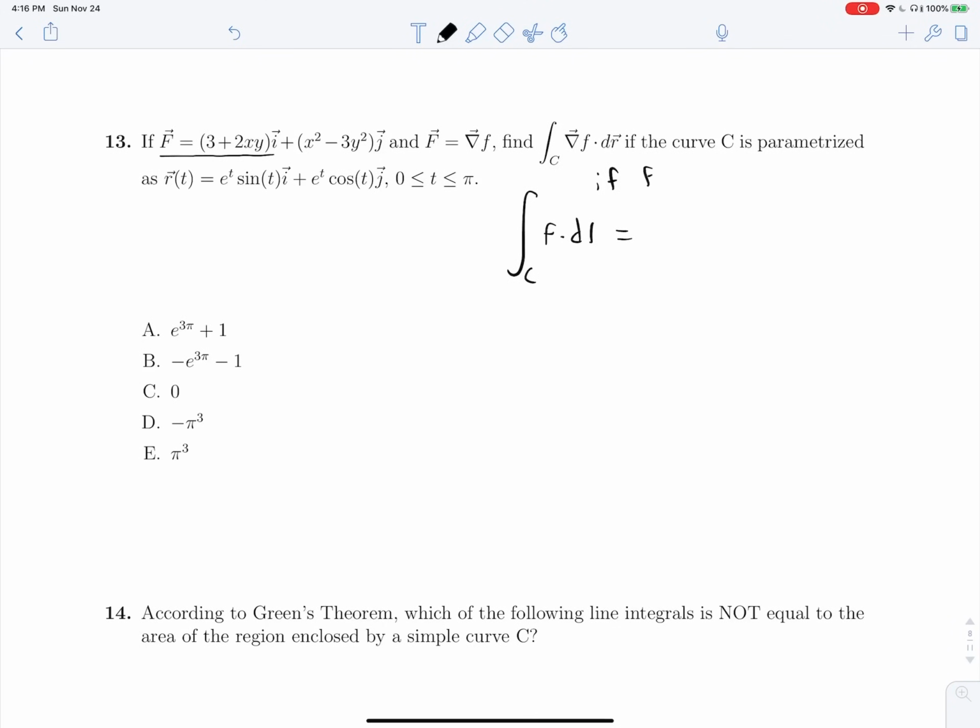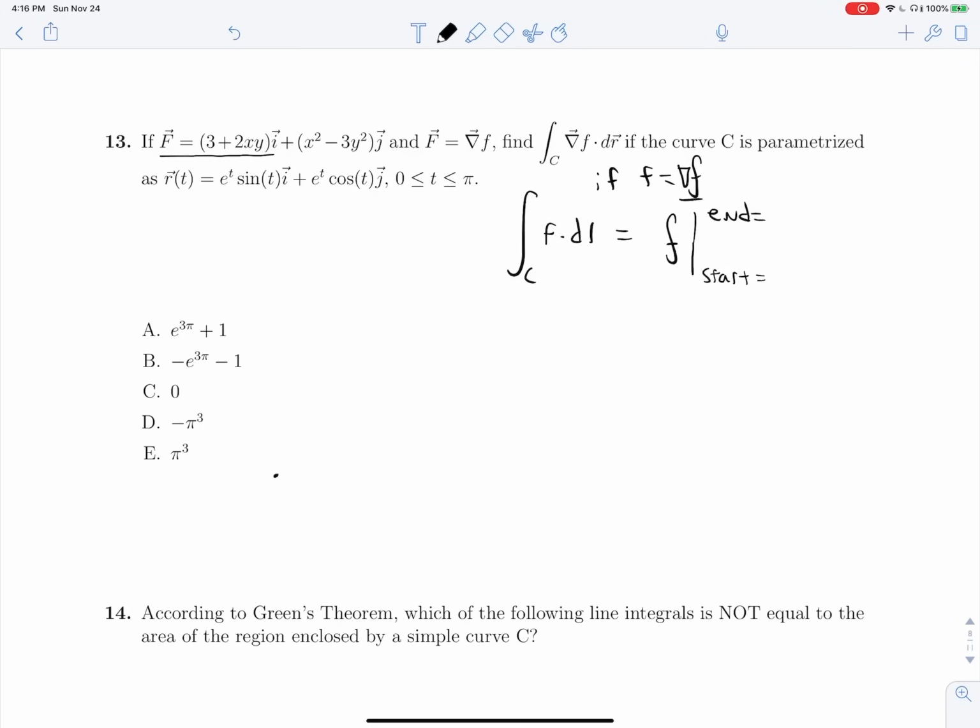if F is the gradient of some potential function F, then this is going to be equal to that potential function F evaluated on the start point of your path and the end point of your path. And we know that this is because conservative vector fields, which are vector fields that have potential functions, are path independent.